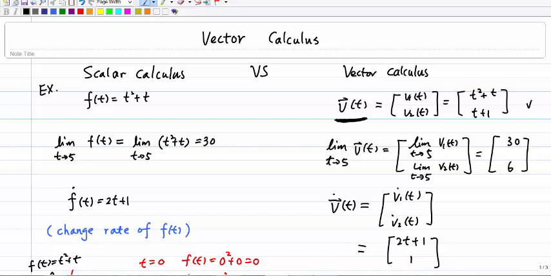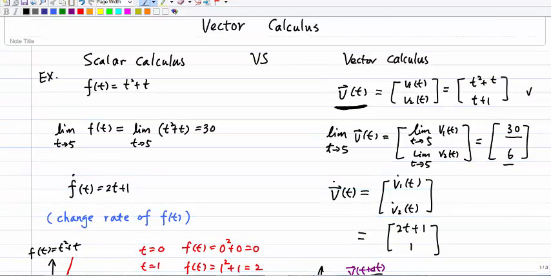For example, I can take the limit as t goes to 5 of v(t). What you do is compute the limit for each individual element in this vector function. For example, I compute the limit of v1(t) as t goes to 5 and the limit of v2(t) as t goes to 5. So you can compute the actual value. Without going into detail about computing limits, for the first one, v1(t) will be 30, and v2(t) will be 6. So that's how you compute the limit.